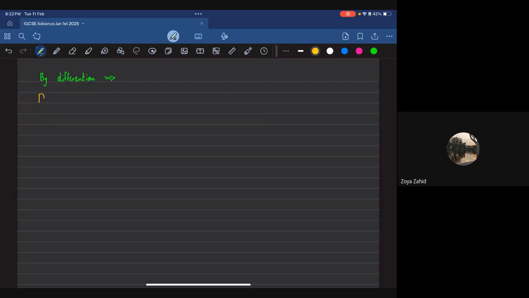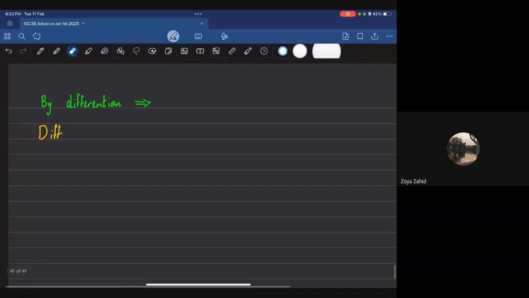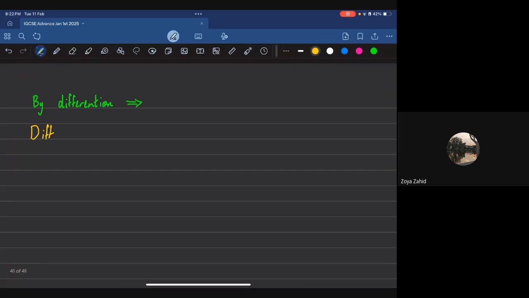Wait, let me do it separately. So if we're trying to, why is it not working? Wait, guys, just give me a moment. Pencil is glitching for some reason. All right.